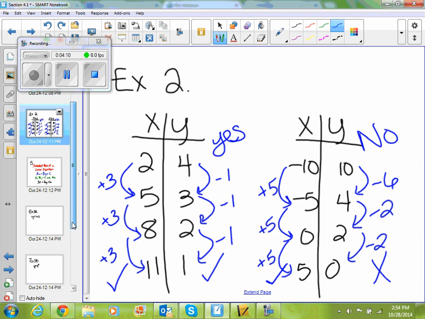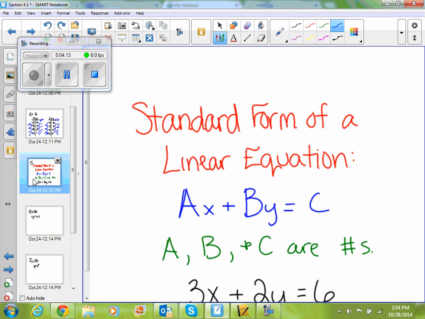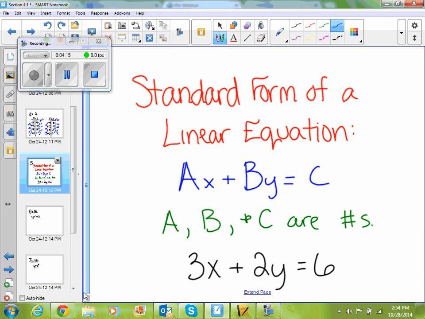Okay, and then the last thing we look at is whether or not an equation is in standard form. Standard form means that both our x's and our y's are on the same side of the equation, like ax plus by equals c, where a, b, and c are numbers. An example of that might be 3x plus 2y equals 6. If both your x and y are on the same side, then it's called standard form, but if they're not, then it's not standard form. Standard form is what we want to get to.